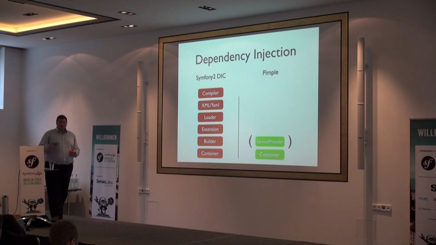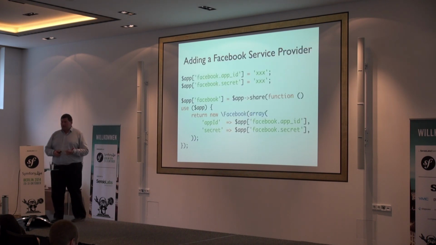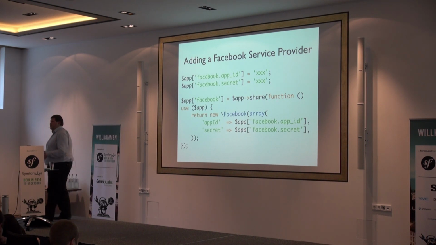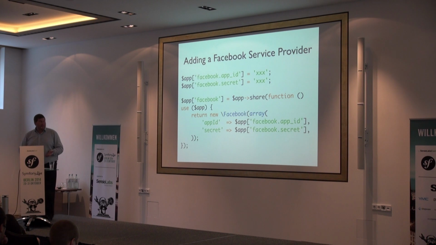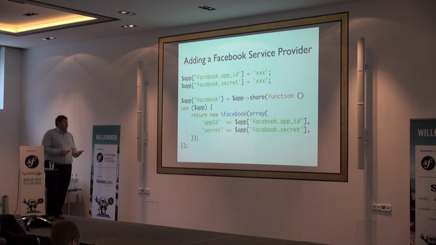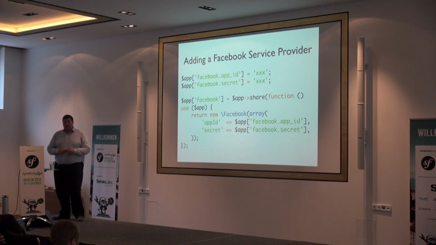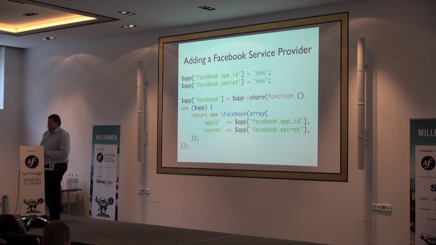If we're just going to drop the Facebook SDK into the existing project we had earlier, all we have to call is app share, and that's what exposes a service to the container. In this case, Facebook requires an app ID and a secret. And in order to use the Facebook SDK, simply instantiate the Facebook class and pass in an array that includes the app ID and the secret. Relatively straightforward.